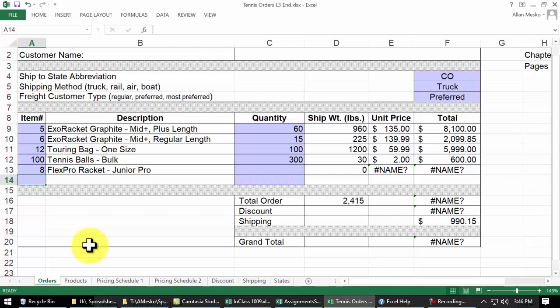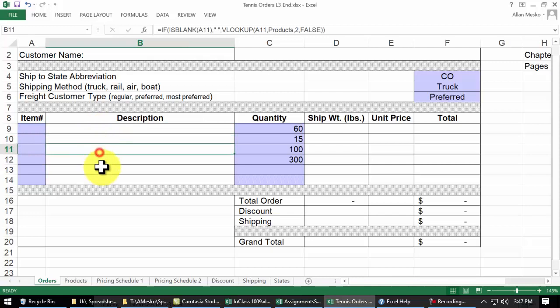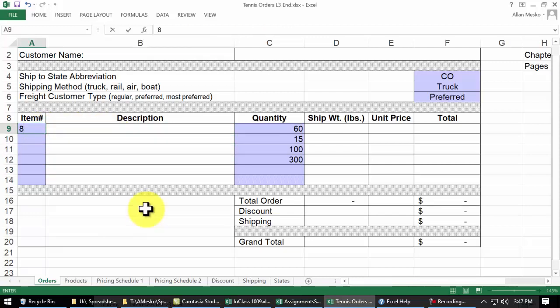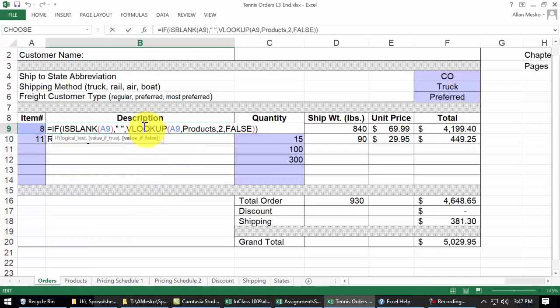So that's a nice use where we can keep the formulas here, and I'm just going to delete everything here, and everything goes away. So the formulas are still there, and now I can just start entering item numbers. Item 8, I want 60 of those. Item 11, I want that many of those. And that's a very nice way to look it up. Nothing new there. The only new thing is the IS BLANK.